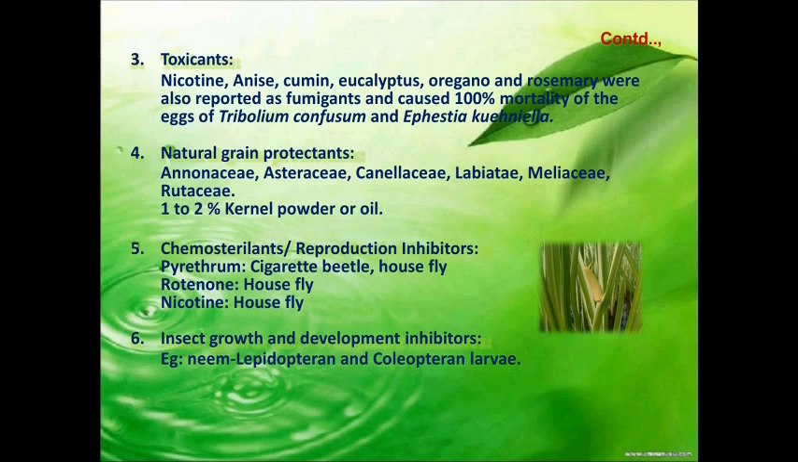Then natural grain protectants; neem seed kernel powder or oil can be used as natural grain protectants. Then chemosterilants or reproduction inhibitors; here pyrethrum, rotenone and nicotine are very effective against different insect pest populations as chemosterilants. The last group is insect growth and development inhibitors, where neem is very effective.